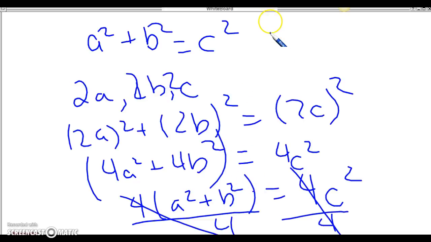So a similar triangle would be the same. Would still be a right triangle. So I hope this helps.